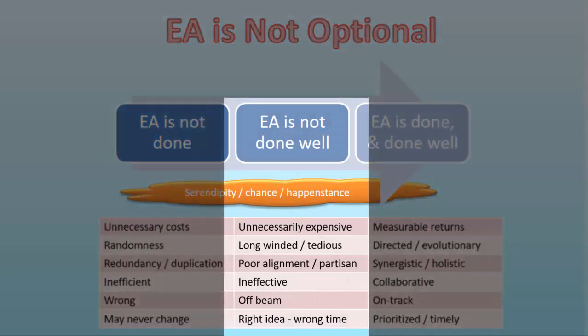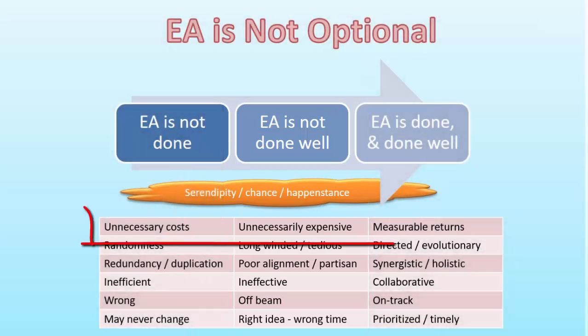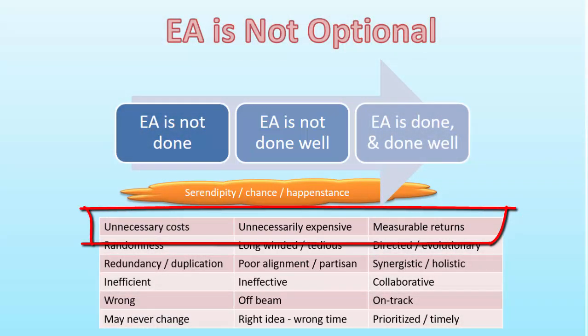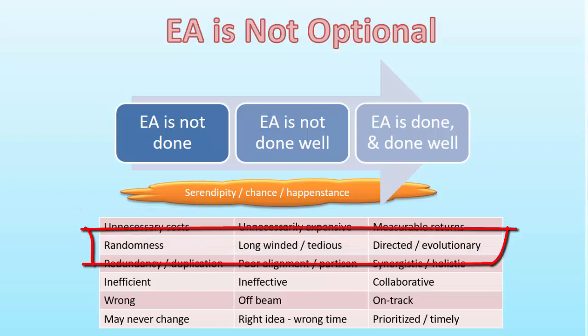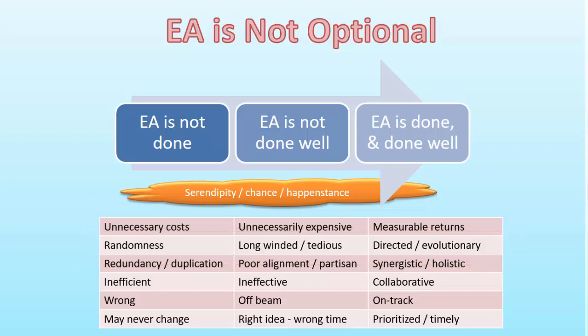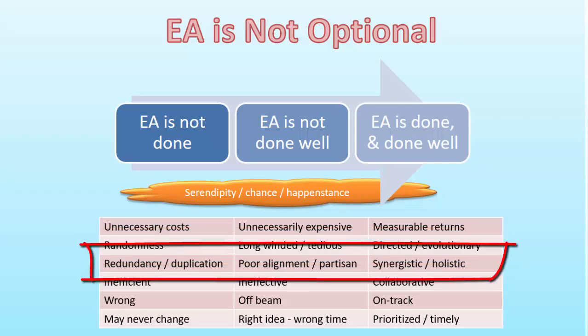And in the middle, when enterprise architecture is done but not perfectly, you're going to be somewhere between the two. So you've got rid of some of the costs and you're getting some measurable returns, but the architecture may still be unnecessarily expensive. You're getting rid of some of the randomness and you're starting to move towards a directed evolution of the architecture, but some of the changes are still going to be long-winded and tedious. You're getting away from the redundancy and the duplication. You're starting to get more synergistic and holistic, but there might still be poor alignment between some parts of the enterprise and other parts, and you're still going to have partisan interests.